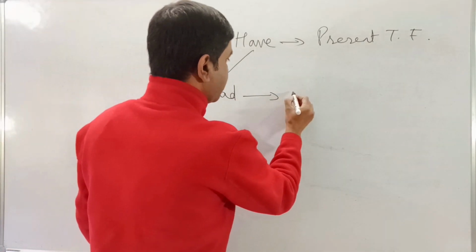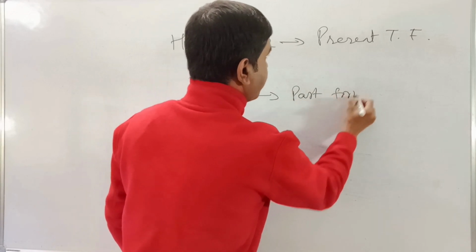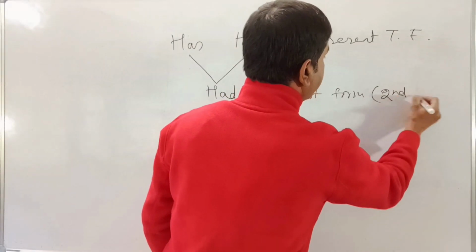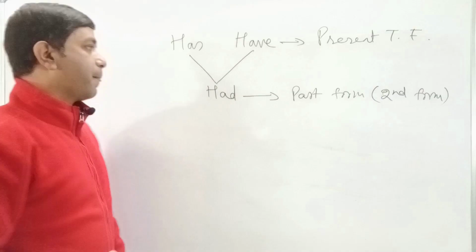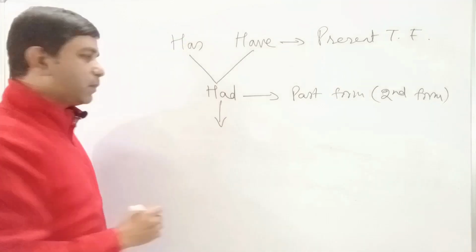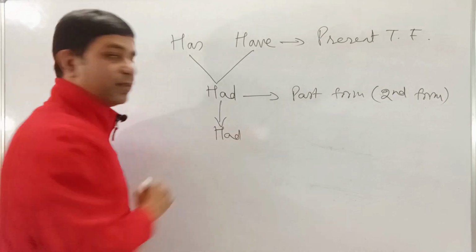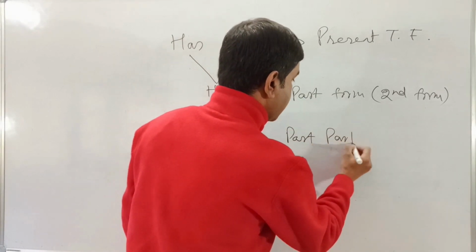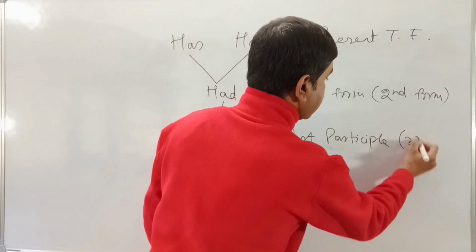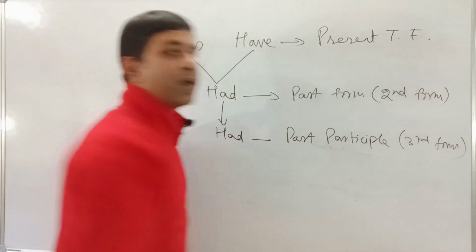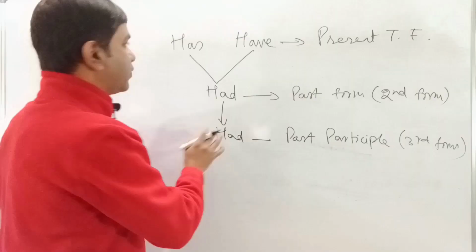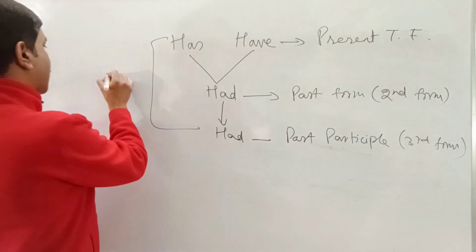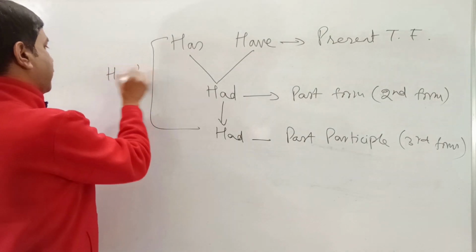Now when you change has and have into past tense, both has and have become had. This is the past form of has and have, and this is also the second form of verbs. Now when you change had into third form, it becomes had itself. So had is the past form as well as the past participle or third form of verb. And all these verbs together, has, have, and had, are called have verbs.